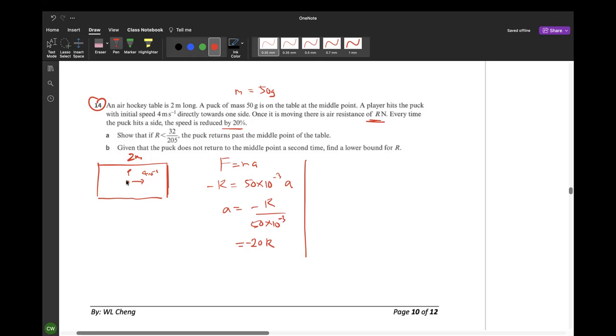So it travels from here to here. The final speed squared is U squared + 2AS. Initial speed is 4. Acceleration is minus 20R. What is the distance traveled from the middle to here? Total length is 2, so from the midpoint you travel 1 meter. So you'll get 16 minus 40R. This is the speed squared at the wall.